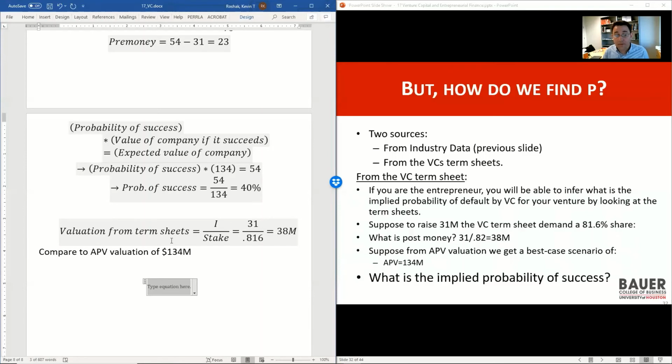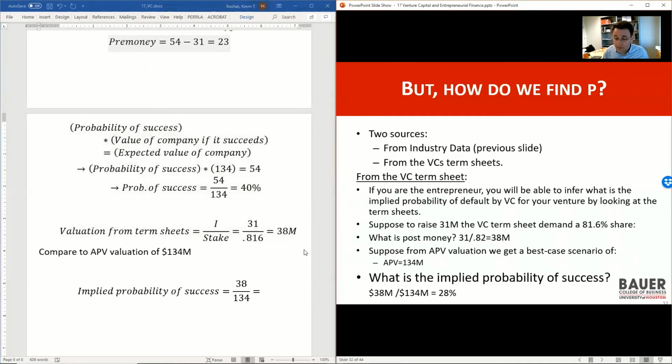This gives us the probability of success. It's going to be the 38 that the VC is actually valuing the company at, divided by the 134 that we get if we ignored any kind of failure probability. That's going to give us a probability of about 28%.